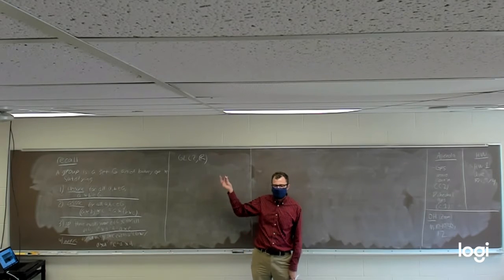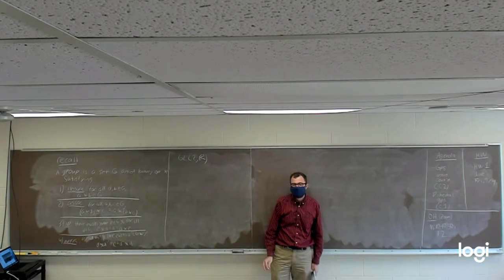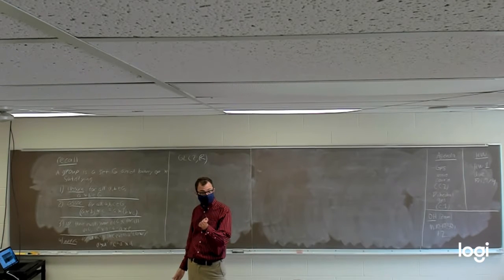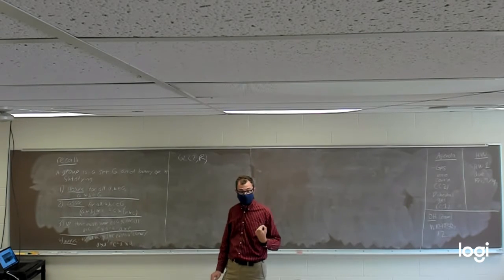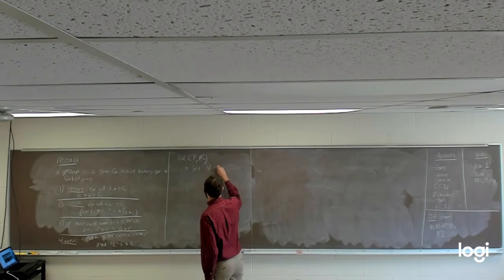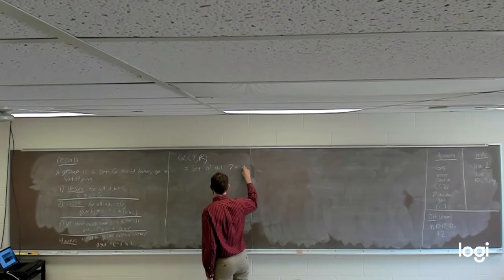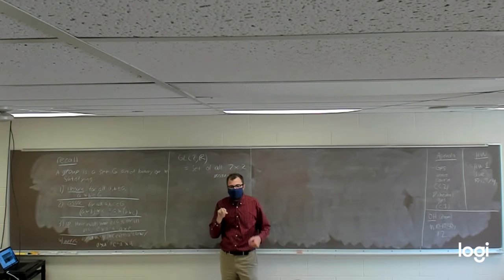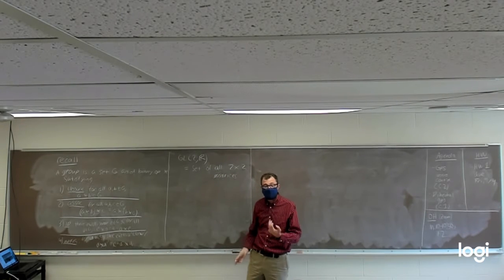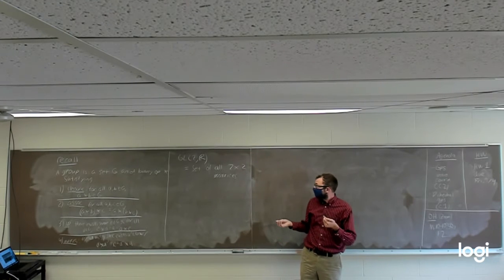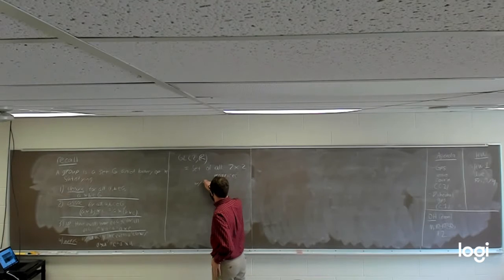Out of curiosity, has anyone seen this notation before? GL2R? Oh, yes. All those 2 by 2 matrices with real numbers as the components. Yeah, it's going to be 2 by 2 real matrices. This is going to be defined to be the set of all 2 by 2 matrices that have some property to them. Real numbers. 2 by 2 matrices with real number entries.